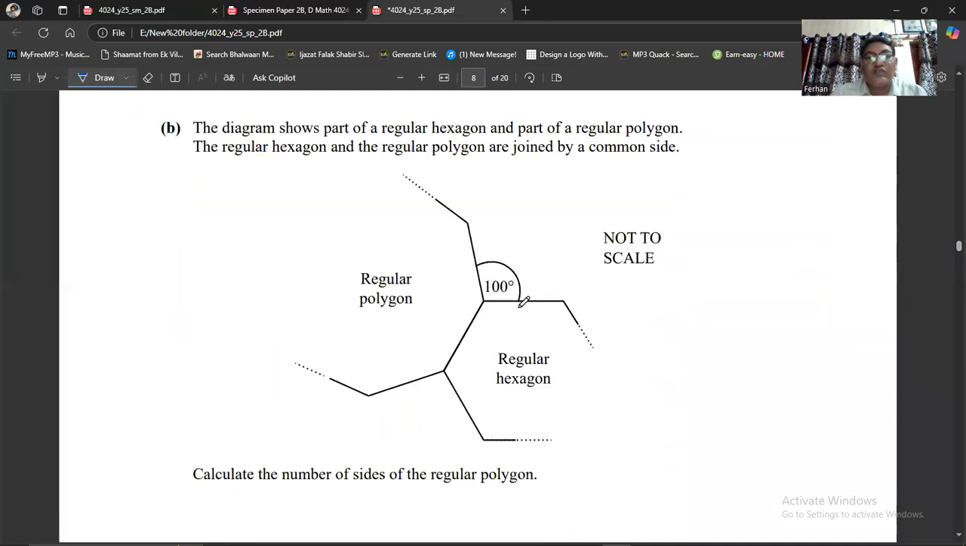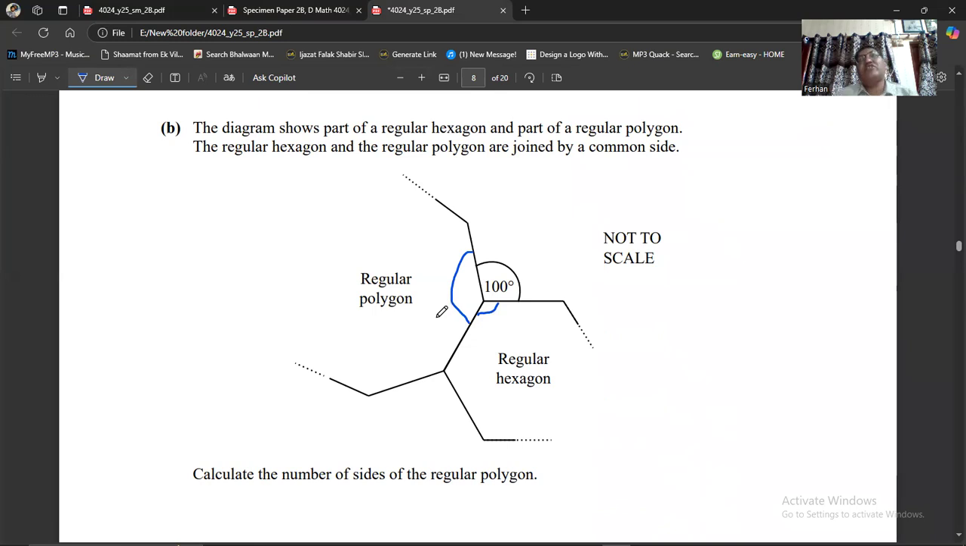Okay. So first of all, what I will do, I will find out how much is the internal angle of a regular hexagon. Once I know the internal angle of the regular hexagon, then I will add up these two angles and subtract them from 360. I will find the internal angle of this regular polygon. Once I know the internal angle of this regular polygon, then I will be able to tell how many sides it has. So first of all, I have to find out the internal angle of the regular hexagon.